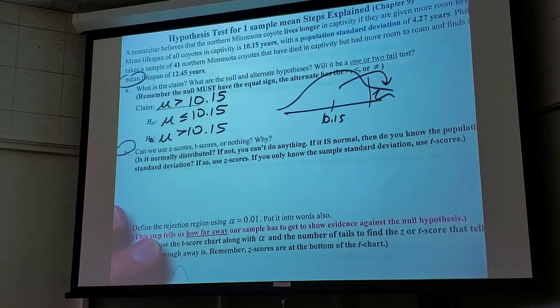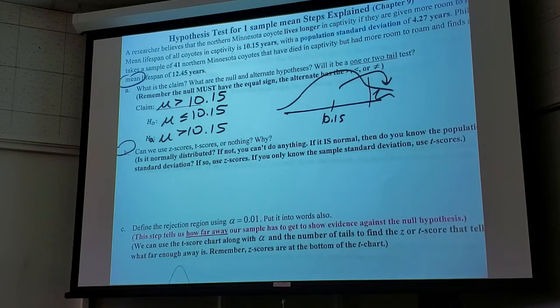What do you guys think? Can I use z-scores, t-scores, or nothing? Why am I allowed to do anything? And again, you've got the notes you can read, but you should know this. Why am I allowed to do anything in this problem? They gave us a standard deviation for the population. That tells me z or t, but I don't even know if I can do anything yet. Oh, it's normal. How do I know it's normal?